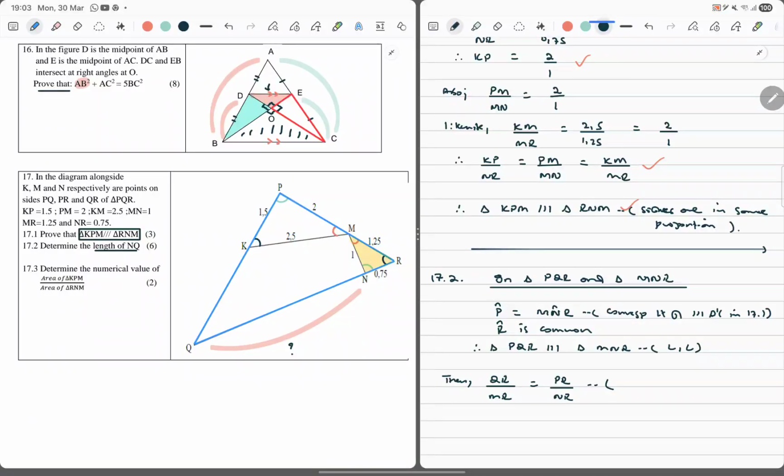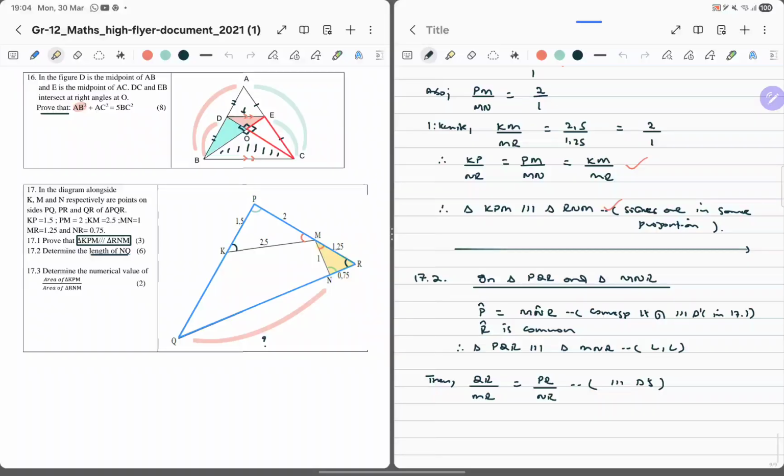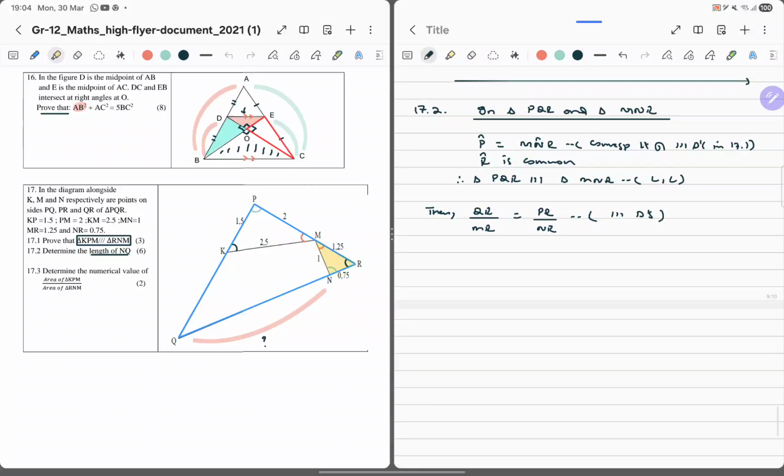Now, what do we say? These are similar triangles. Their sides are in the same proportion. Wow. Okay, guys, so it came back. So now, what do we want? We want QR.